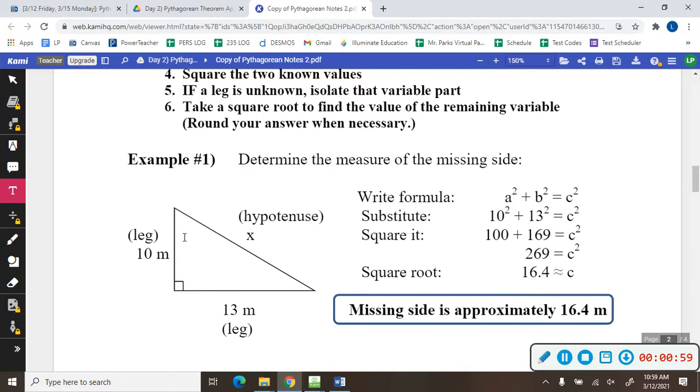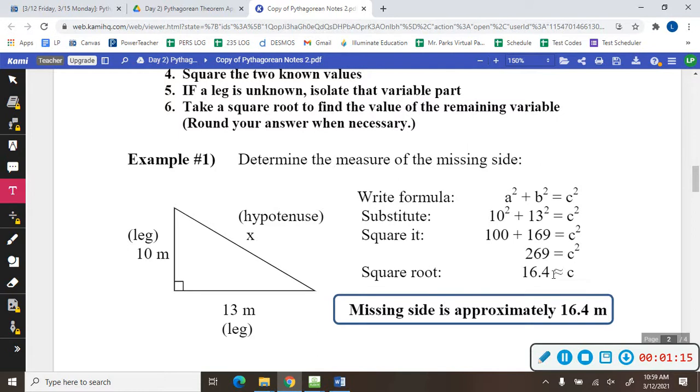So here's an example. We have 10 and 13. They want you to find the hypotenuse. So you do 10 squared plus 13 squared is x squared. You solve, and you get the hypotenuse is around 16.4.